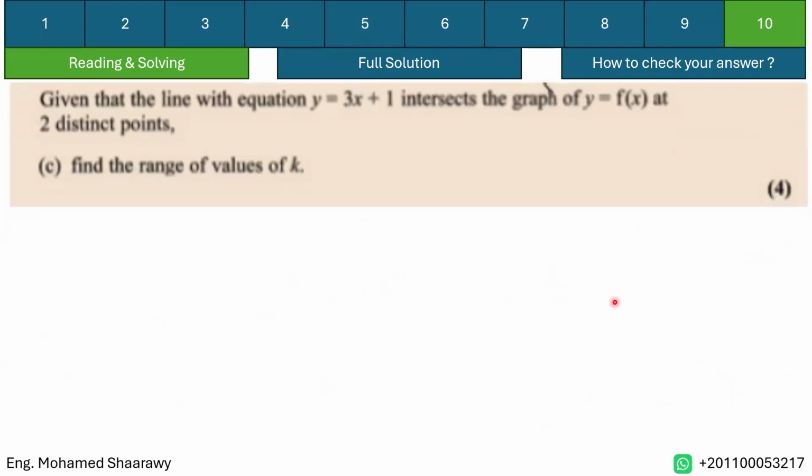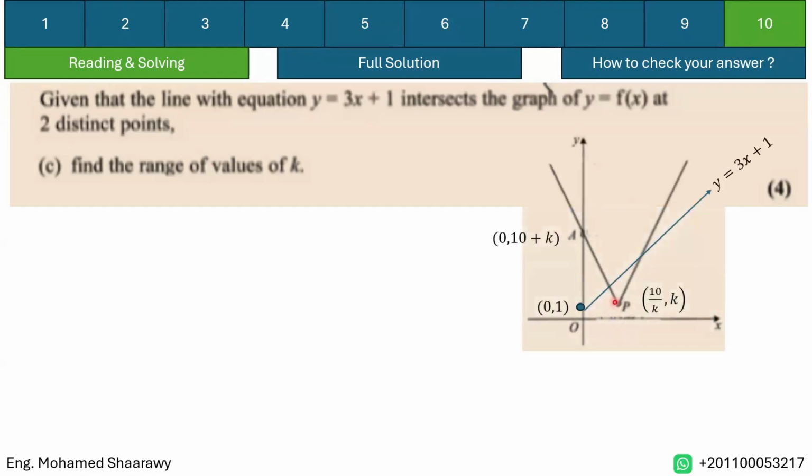Okay, given that the line with the equation y equals 3x plus 1 intersects the graph of y equals f of x at 2 points, find the range of values of k. Okay, let me imagine this with you first. This is the line whose equation is y equals 3x plus 1, and of course its y-intercept is at 1. And if you remember, in part A, I got the coordinates of A as (0, 10 plus k), and the coordinates of B as (10 over k, k).